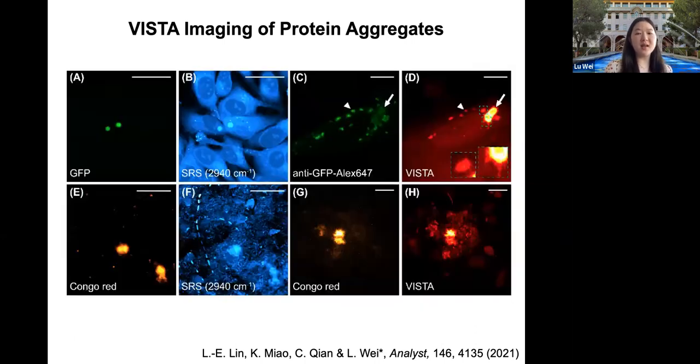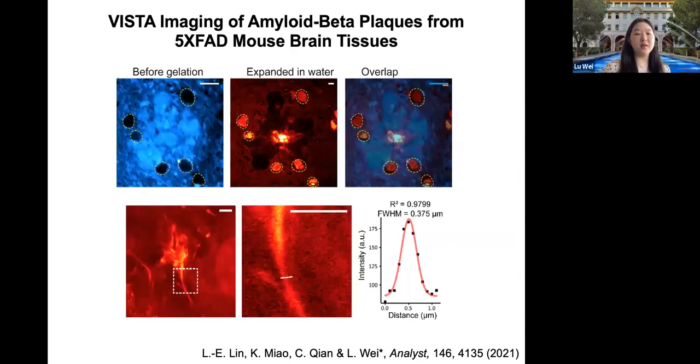We first confirmed that expansion is compatible for analyzing protein aggregates by using correlated fluorescence before and after expansion. We also confirmed that the expansion is isotropic, especially considering the tissue and the hypothetically very dense aggregates. So we confirmed that the strategy indeed works using sample expansion, and we were able to get nice fibril structures with sub-diffraction thickness from the 5x FAD mouse brain with A beta plaques.